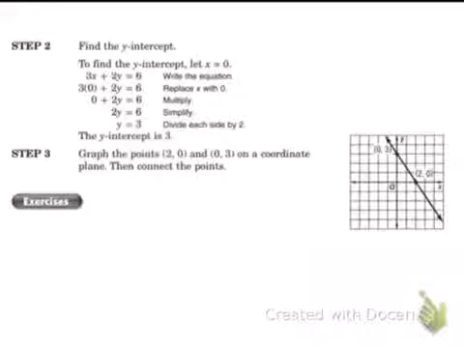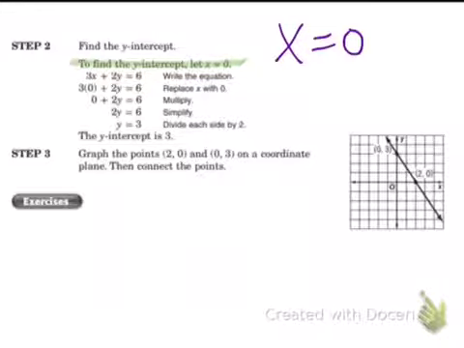Alright, moving down to step 2 to find the y-intercept. Very important here. Just like on the x-intercept, I'm going to let the opposite variable equal 0. So to find the y, I'm going to let x equal 0. Okay, so if you notice, they do 3 times 0 plus 2y equals 6. 3 times 0 just gives me 0. So 0 plus 2y is still just 2y. Lastly, dividing by 2, I get y equals 3. So that tells me that my y-intercept is actually going to be 3. Okay, positive 3. Here's where they filled in their 0.